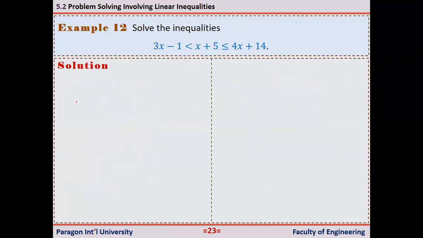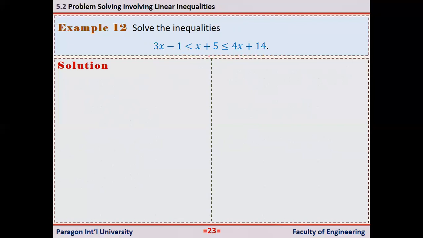Example 12. Here, solve the inequality. It is exactly the same as what we did previously, but it's just given in a different form. How do we read these inequalities? That is 3x minus 1 is less than x plus 5, and x plus 5 is less than or equal to 4x plus 14.